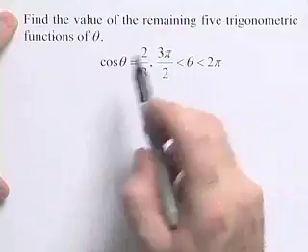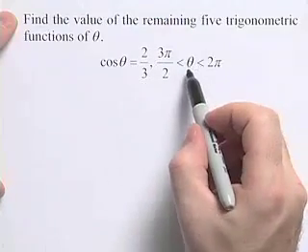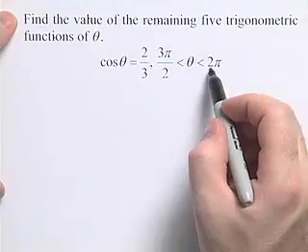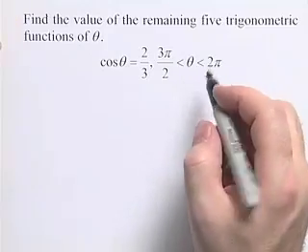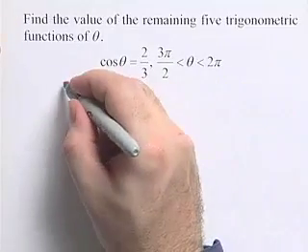Here we need to find the 5 remaining trigonometric functions for an angle theta. We're given that cosine of theta is equal to 2/3, and we have that theta is between 3 pi over 2 and 2 pi. That puts theta in quadrant 4. I'm going to draw a little diagram.